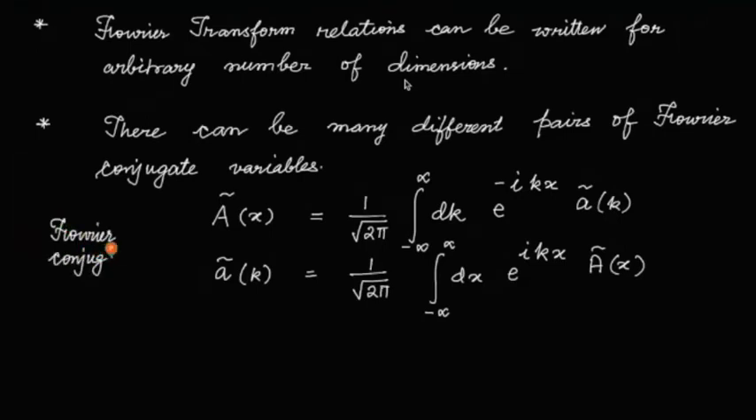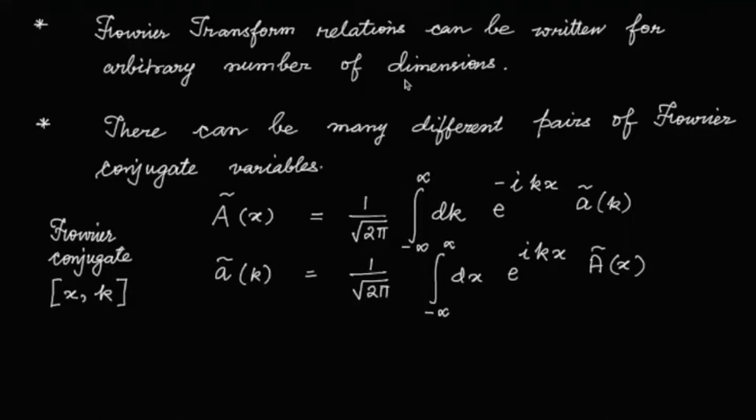Can anybody say, for these two examples, here k and x, and the previous was omega and t, what is the relation between these two Fourier conjugates? Is there any striking relation between these two? So the uncertainty relation, right? No. See, uncertainty relation is a result of that relation, whatever I am trying to point out.